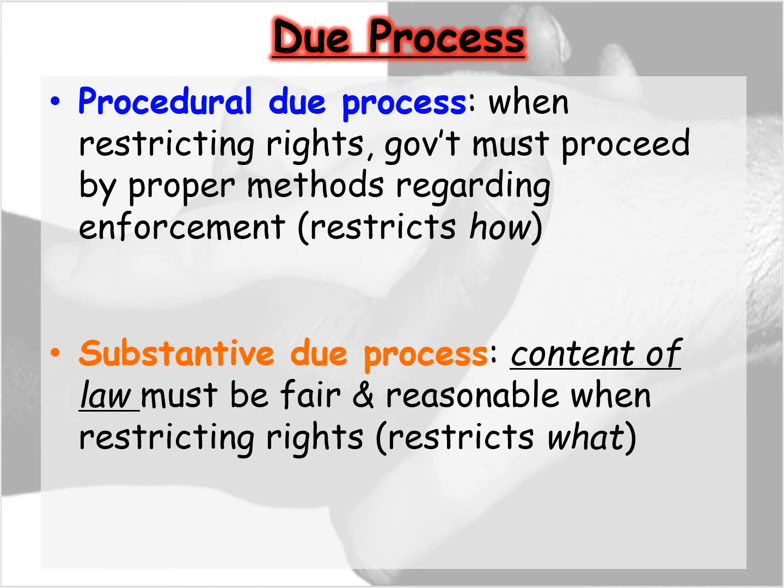Procedural due process refers to when the government is restricting rights, they've got to proceed using proper methods regarding enforcement. So procedural due process restricts how those laws are enforced. Substantive due process, and you're not writing this down on your note-taking guide, this is just FYI, regards the content of the law, okay? The actual content must be fair and reasonable when certain rights are restricted, like what rights are restricted. That's called substantive due process.